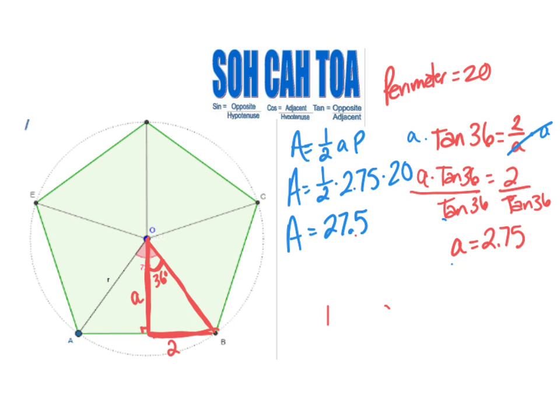So this is a pentagon. On a pentagon, you end up having to do some SOH CAH TOA. You'll have to do SOH CAH TOA on an octagon, a decagon, and so that's part of chapter 10. That's where we use this SOH CAH TOA.